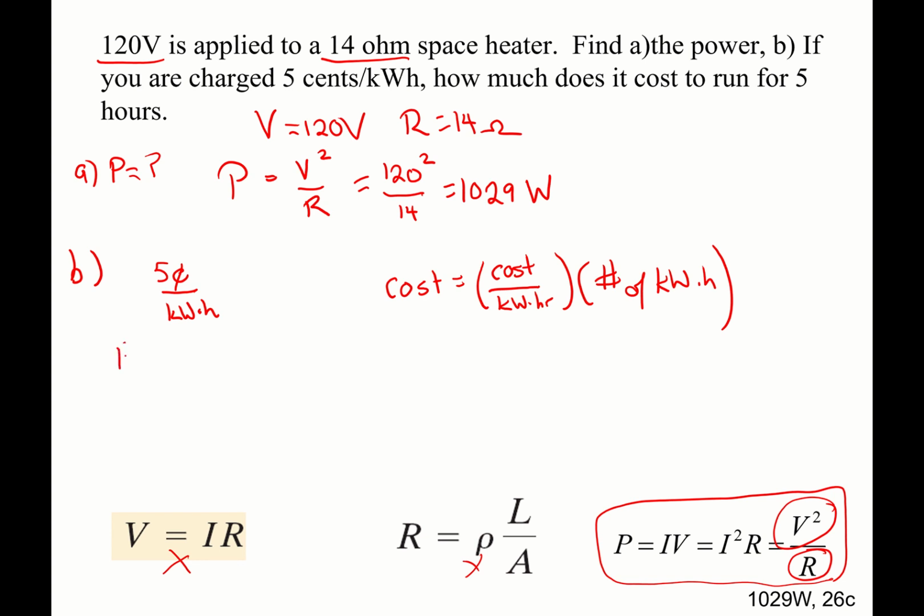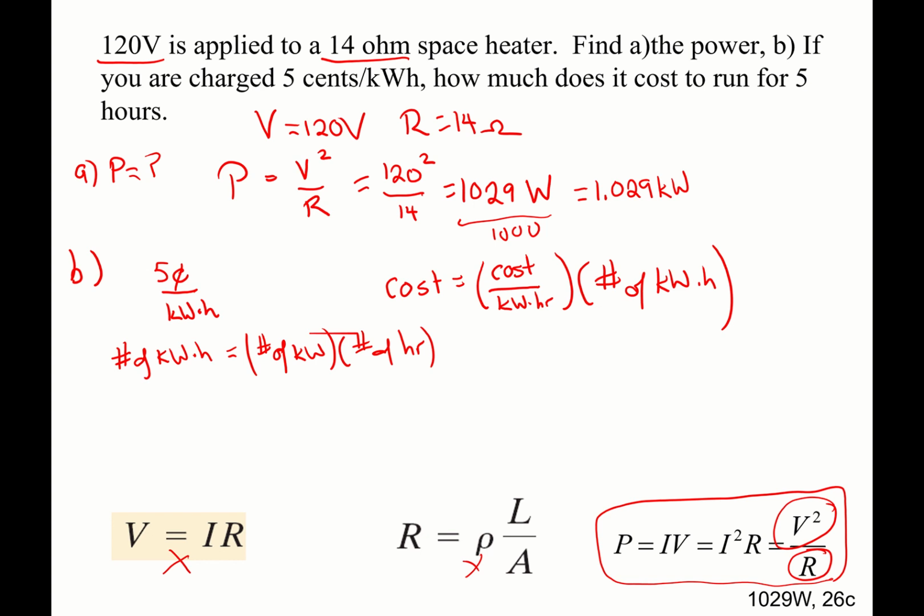So the number of kilowatt hours, well, it's just the number of kilowatts times the number of hours. Okay, so we have 1,029 watts. Remember, 1 kilowatt is 1,000 watts. So if I divide that by 1,000, I'm going to get 1.029 kilowatts. Okay, so that's my number of kilowatts. And the number of hours is 5.